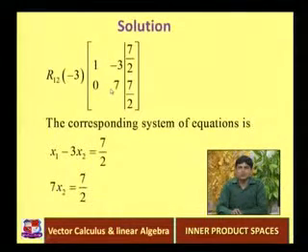Because we convert the augmented matrix into the row echelon form, and in the row echelon form there is the leading one, and the entry below the leading one must be 0. For that we do this operation, and now we notice that this matrix is in row echelon form.